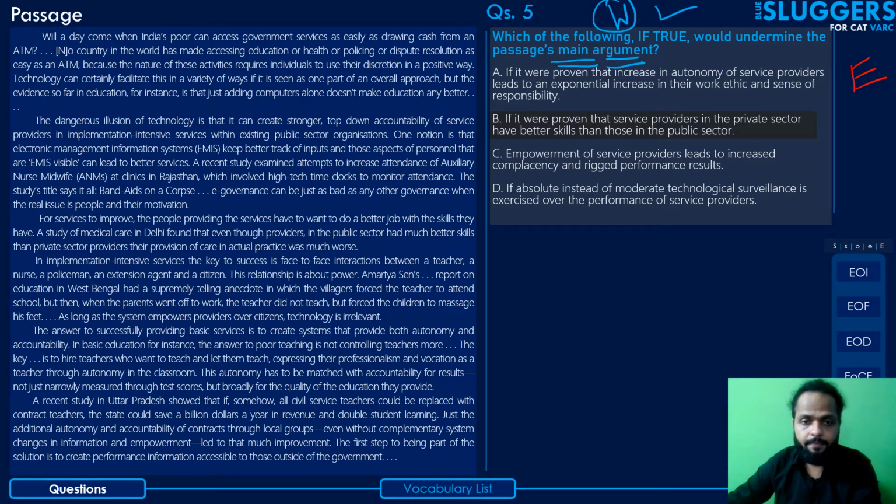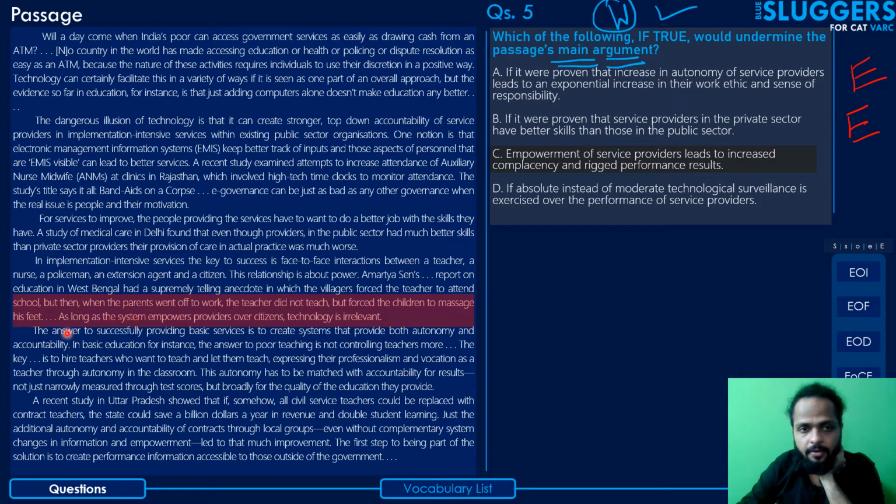All right. The passage's main argument. Coming to the next option: empowerment of service providers leads to increased complacency and rigged performance results. Now, the question setter has really played around with the words here. Because of the word empowerment, many learners might have been directed to the wrong point of reference.